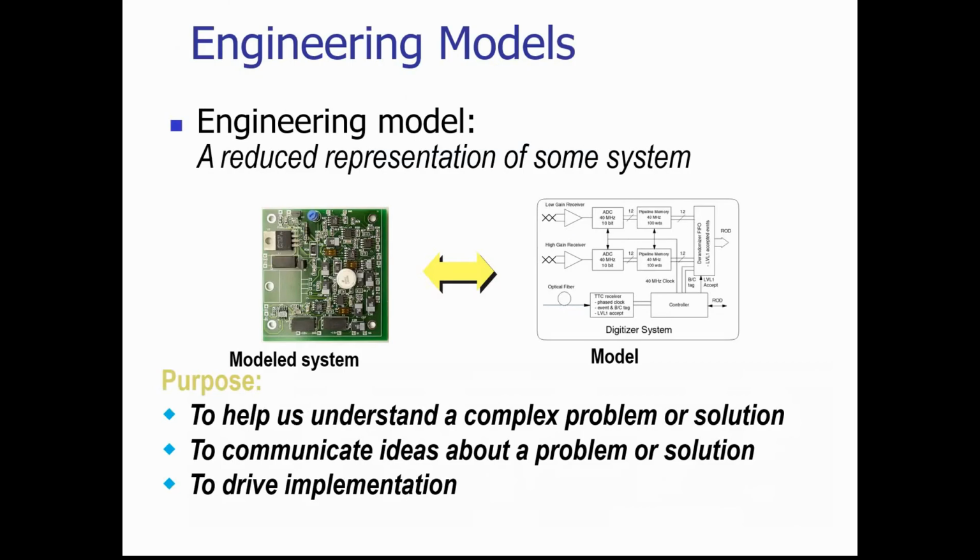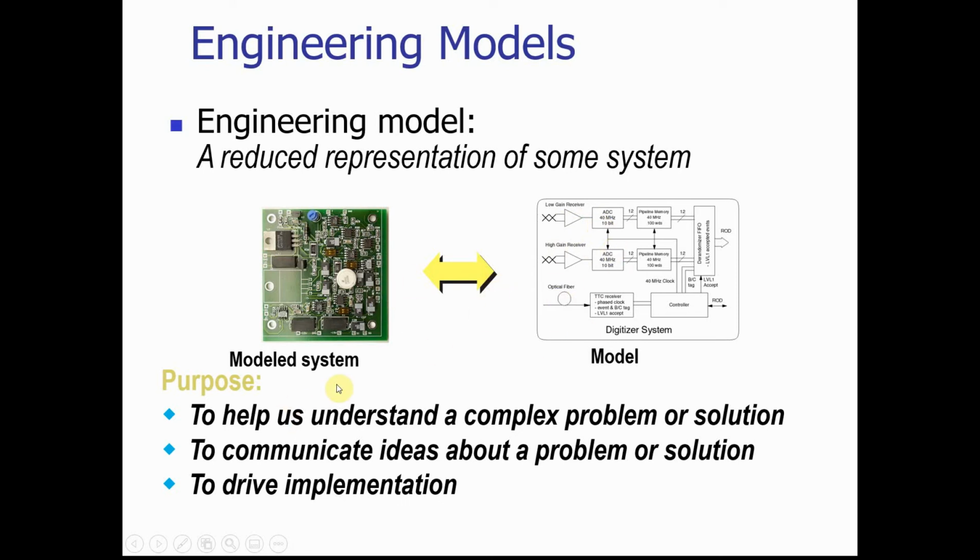And then we know the engineering model is a reduced representation of some system. Just by looking at the real system, you cannot tell what its function is and what it is doing. But the model is a reduced, simplified representation of the system. We just leave out the irrelevant details, focusing on what elements are in here and their connections. Then it is much easier to understand the functionality of the system.